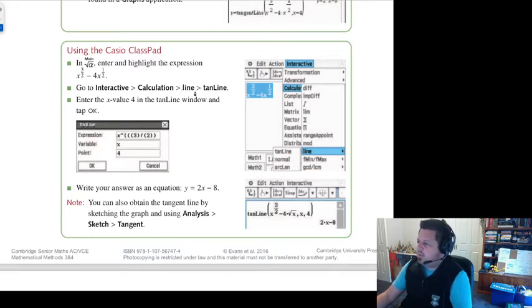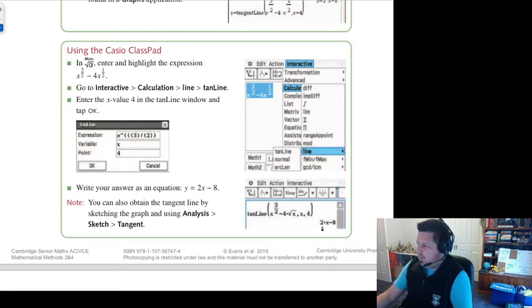So in this particular case, a little box comes up. You put in the equation, which you can press paste if you've copied it, or you can type it out in there. The variable is x. If it's something else, you'd change it. And if you want to find the equation at x equals 4, you put the x coordinate in there. Press the OK button, the calculator does its thinking, and will spit out y equals 2x take away 8.